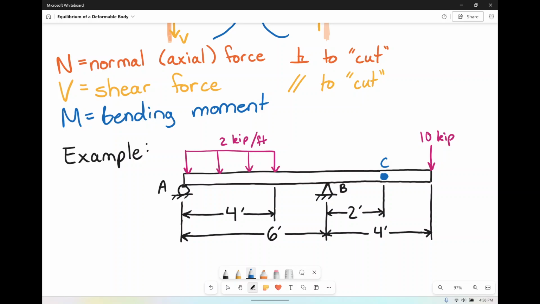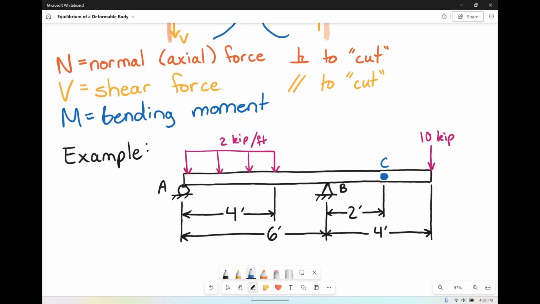So here we have a beam. It's a 10-foot long beam. We have a roller on the left side. We're going to call that A. We have a pin towards the middle. It's not really in the middle. It's 6 feet from the left. It's 4 feet from the right. And that pin we're going to call B.